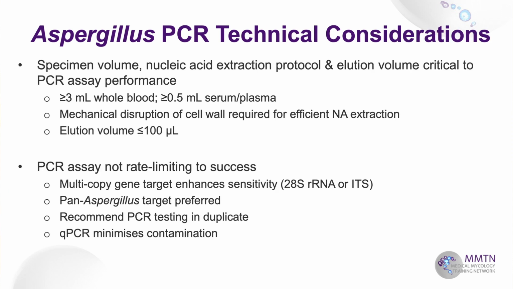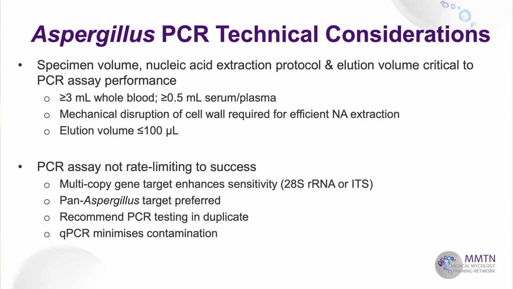There are a number of technical considerations that need to come into play when it comes to performing your DNA extraction and PCR, and it's actually your DNA extraction that's the critical step. There's lots of papers out there which describe these, which basically you need to use a decent amount of specimen. So your specimen volume from blood, if it's whole blood, is at least 3 mLs. From serum or plasma, only about 0.5 mL, but still that's a lot more than a lot of these commercial kits suggest. You must use mechanical disruption of the cell wall to allow you to actually obtain a good DNA extraction, and you want to elute in less than 100 microlitres.